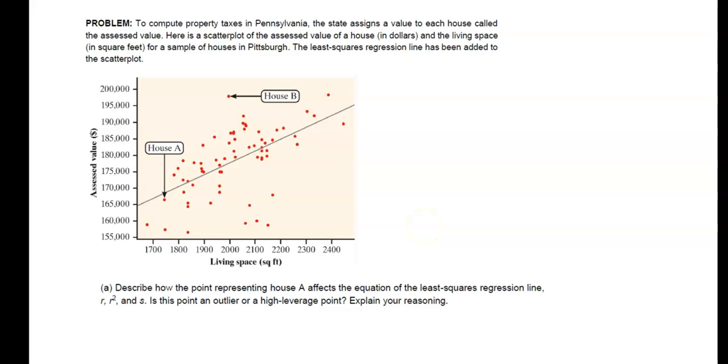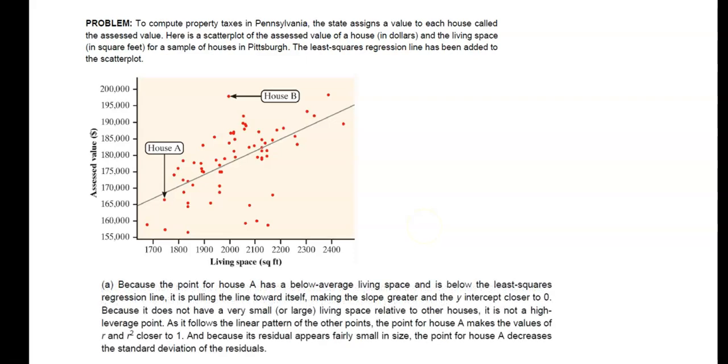And I don't think it's above. Let's see. So it's below average living space. It's pulling the line towards itself, makes the slope greater, the y-intercept closer to 0. It's not a high leverage point, right? It's just a regular point in there. Okay.